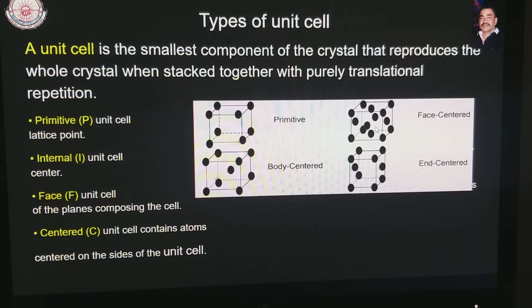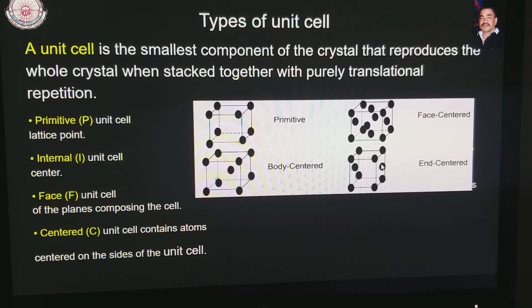And the third one, face centered. This cubic structure has 6 faces. All faces contain a lattice point at the center. Besides 8 lattice points on the 8 corners, it has 6 other lattice points on its faces. This is the face centered unit cell.